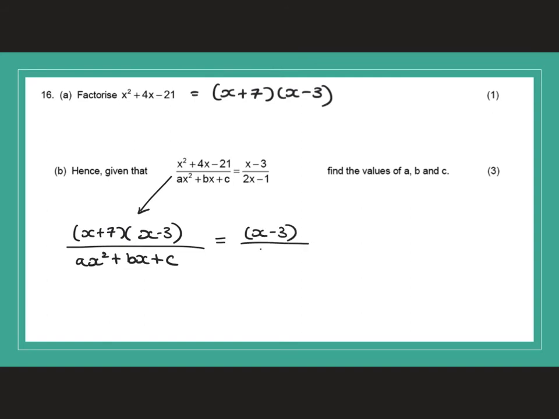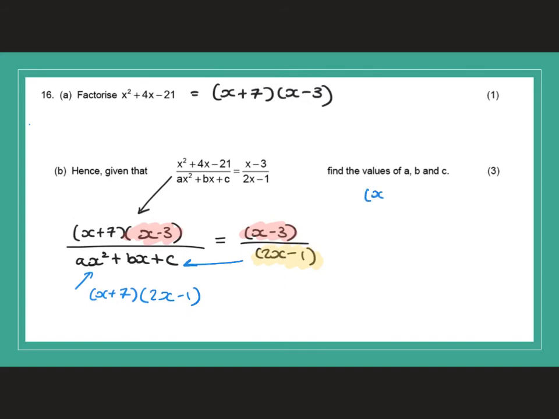Now, look at the simplified answer. Can you see that the numerator contains an x minus 3? So that means that the x plus 7 must cancel out with something in the denominator. There's got to be an x plus 7 in the denominator here to cancel out. We also know in the final answer there's a 2x minus 1, which again must have come from this denominator. So the denominator must be x plus 7 multiplied by 2x minus 1.